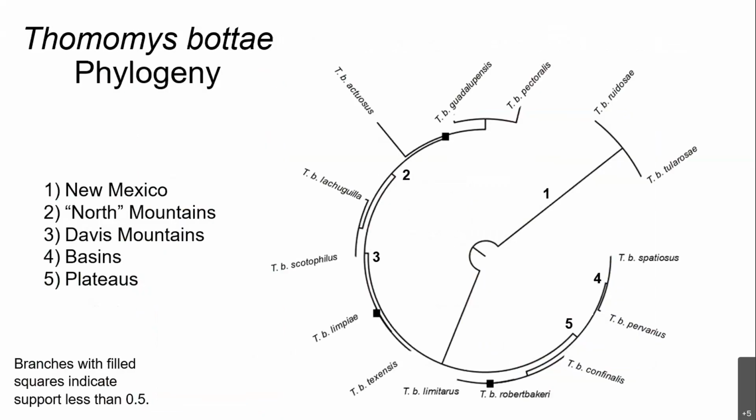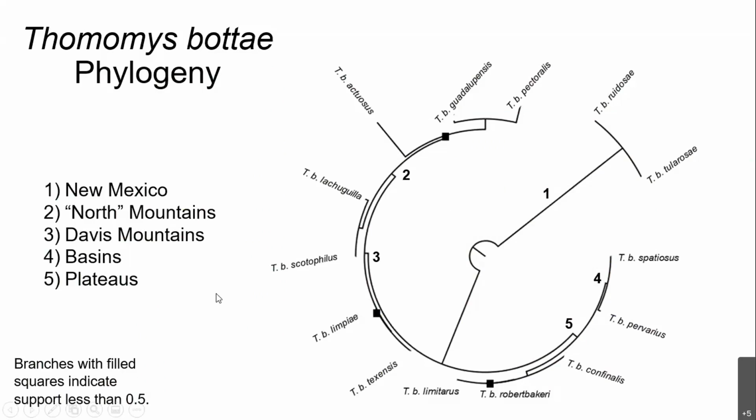Another way of looking at it is constructing a phylogeny with these groups. And we can see 5 groups here in the phylogeny, and I'm going to just walk you through them.